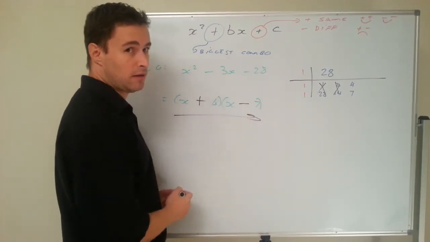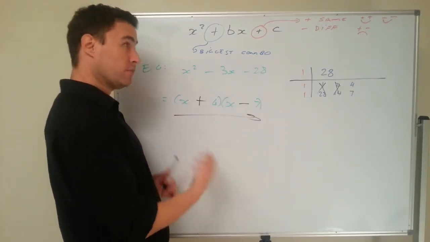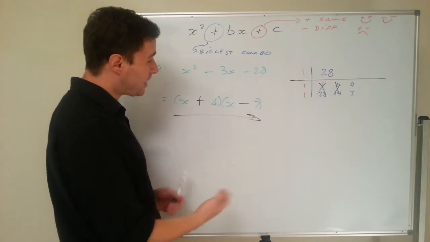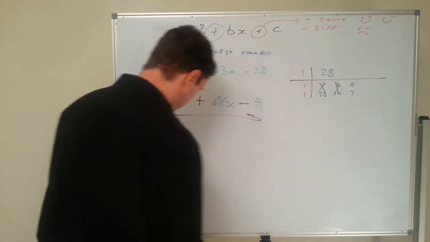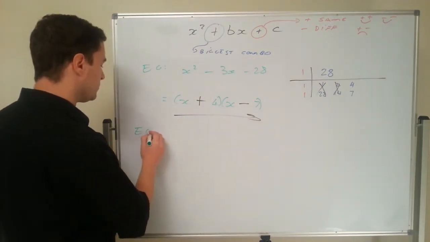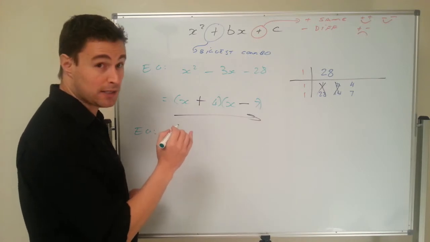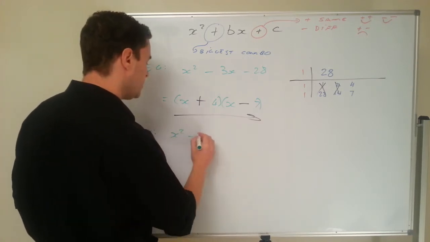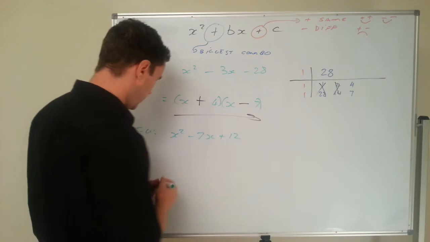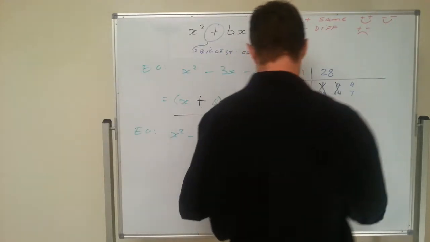Done. Okay. Seems a little long-winded at first, but I promise you it speeds things up a heck of a lot. Okay. Let me show you how it speeds it up, because I'm going to use it here on the next one. E.g., x squared minus 7x plus 12. Okay? Going to go a little bit faster here.